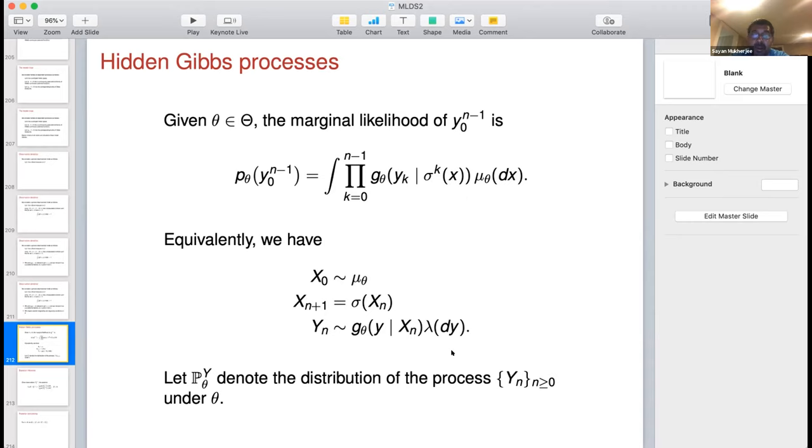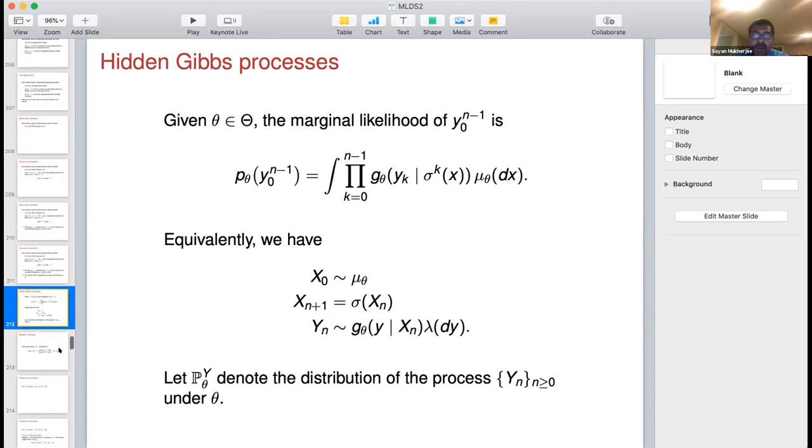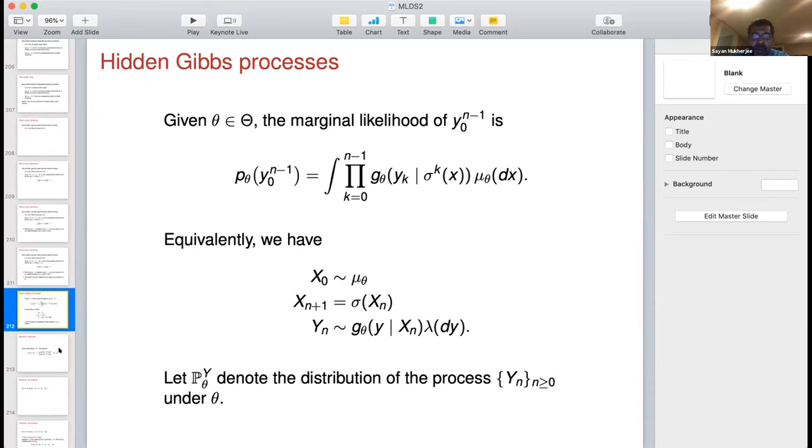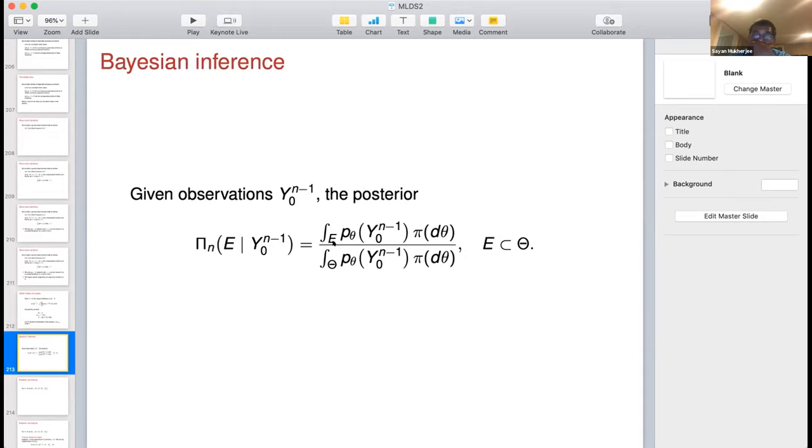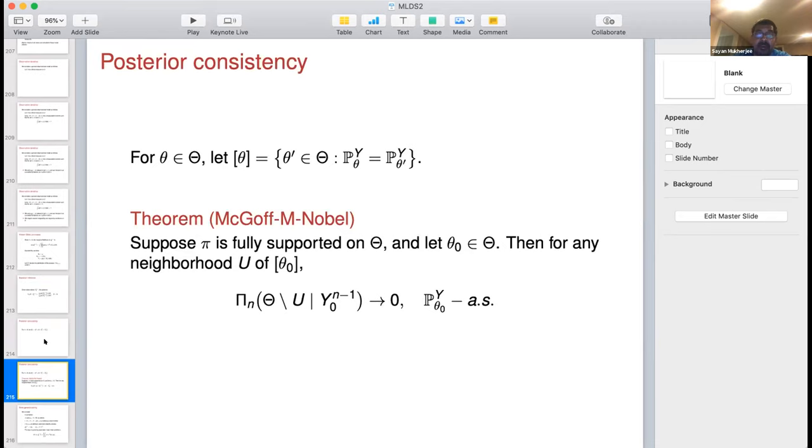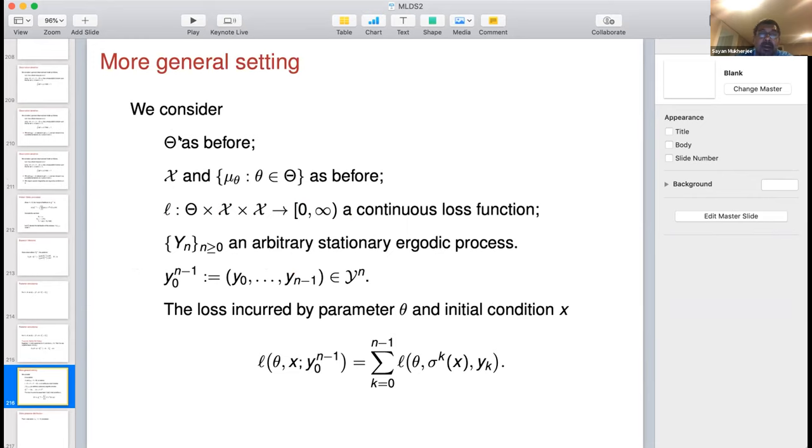This is just writing it out as a hierarchical model, because it's a habit of almost any Bayesian statistician to write everything as a hierarchical model. Anyways, this is my Gibbs posterior with respect to the marginal likelihood, and we can ask, is this consistent? Can we say something about posterior consistency? If my prior is fully supported on theta, then for any neighborhood U of theta zero, you get posterior consistency almost surely for that family. In a more general setting, theta as before, script X as before, a continuous loss, and an arbitrary stationary ergodic process, again, this is my loss.